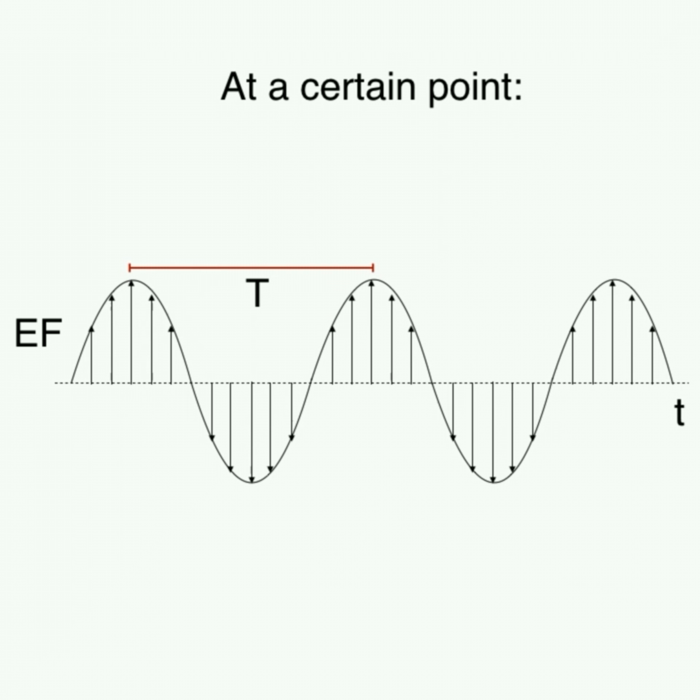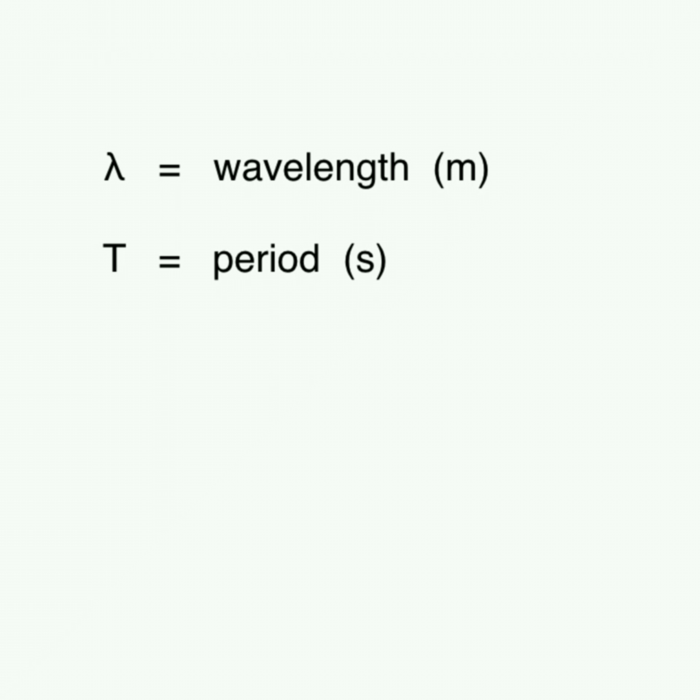The waves we focused on here are electric field waves, but the same holds true for magnetic waves. The magnetic field occurs along with the electric field, but lies in the plane perpendicular to the electric field. So, lambda represents the wavelength, which is measured in meters. Capital T represents the period, which is measured in seconds.